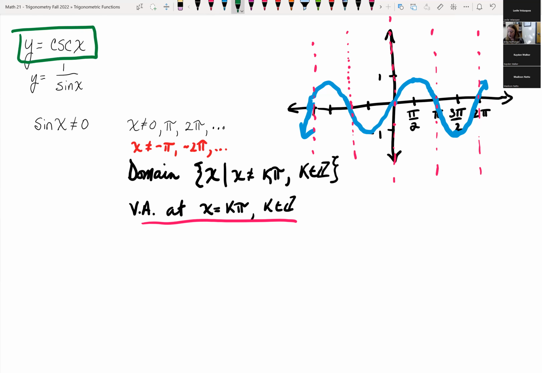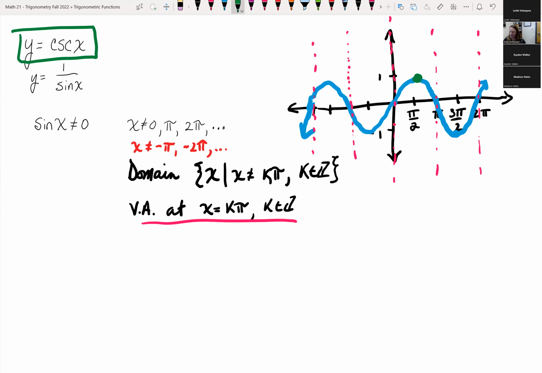And so recall, let's go back actually to sine. Sine was equal to 1 at pi halves. And so if we were looking at cosecant of x, at pi halves, we have 1 over sine of pi halves, which is 1 over 1, which is 1. So we get this point here. That's kind of at that maximum, that peak of sine of x.